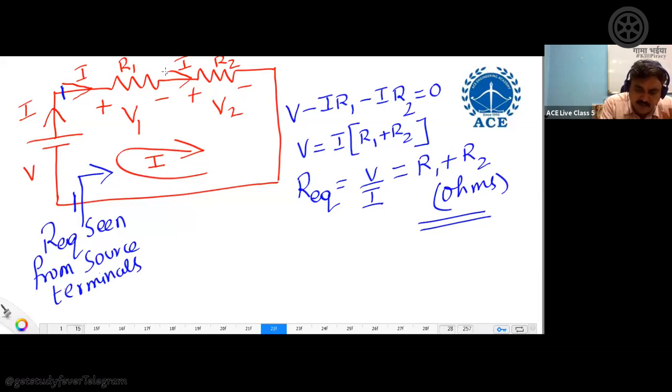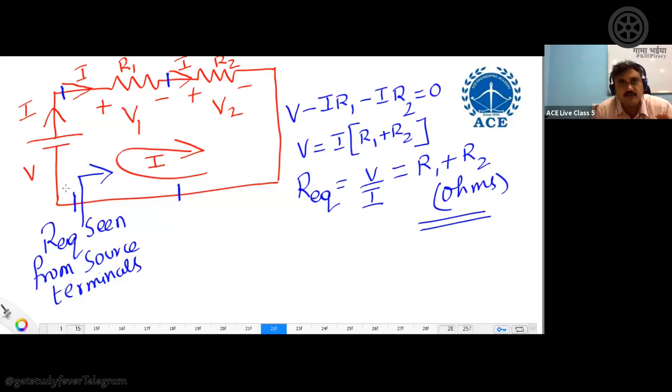If you keep these two as terminals, then what will be the R equivalent? R equivalent seen to the right side will be R2 only. There is nothing here. So that's the reason this arrow what you are showing here is very, very important. Across this terminal, you are seeing the network. So when you see the network, what will be the R equivalent seen from this side? That is what is meant by R equivalent. Suppose if I keep this arrow on the left side instead of right, what will happen? Is there anything there? It's an independent voltage source, so simply replace with short circuit, 0. So R equivalent to the left of these two terminals is 0. To the right of these terminals is R1 plus R2. That is the meaning of R equivalent.